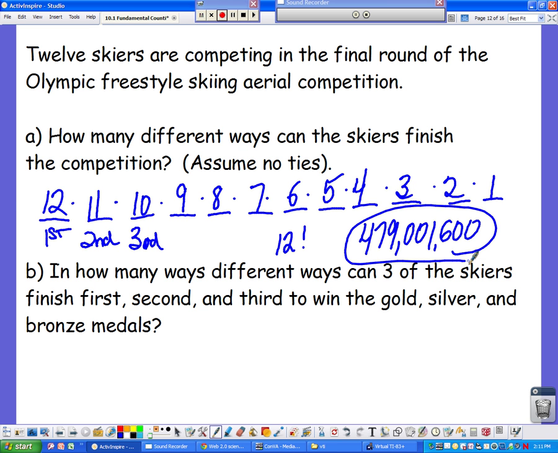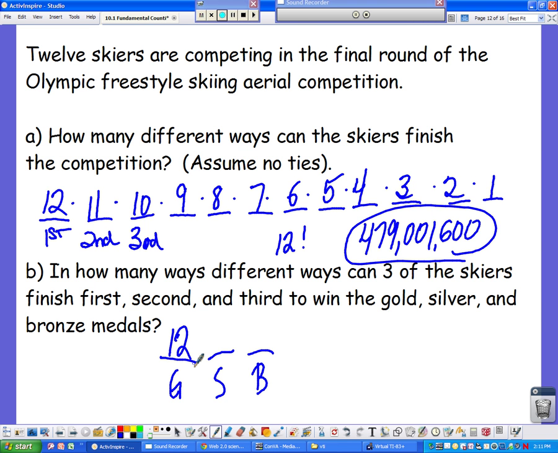All right, part B says, in how many different ways can 3 of the skiers finish first, second, and third to win the gold, silver, and bronze? Well, if you remember in the Olympics, the ones that really matter are the first 3 places. So the gold, silver, and bronze. How many choices do we have for the first spot? We have 12.